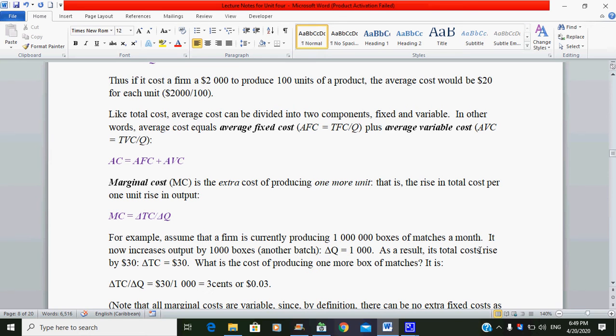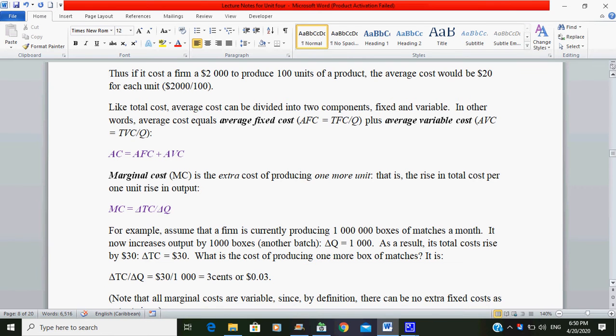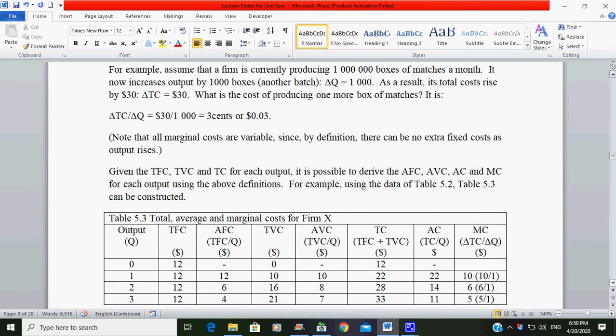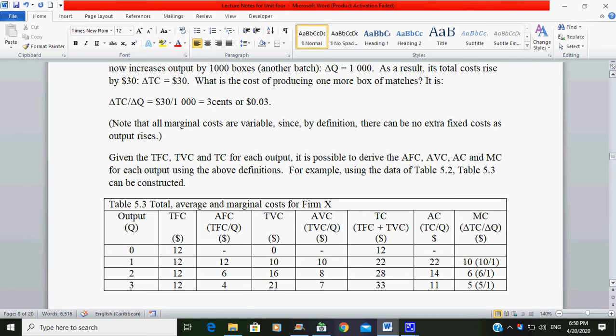Change in quantity would equal 1,000. As a result, its total cost rises by what? $30. Now the change in total cost is what? $30 in this case. What is the cost of producing one more box of matches? What they're really asking is to find the what? Marginal cost, which would be change in total cost divided by what? Change in quantity. Which would be $30 divided by 1,000 will give you what? 3 cents, $0.03. Note that all marginal costs are variable, since by definition there can be no extra fixed costs as output rises.